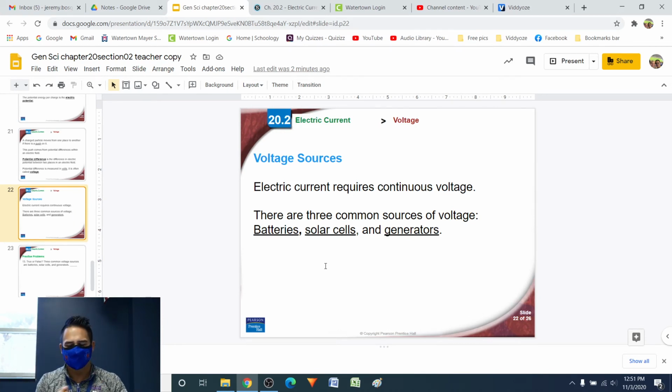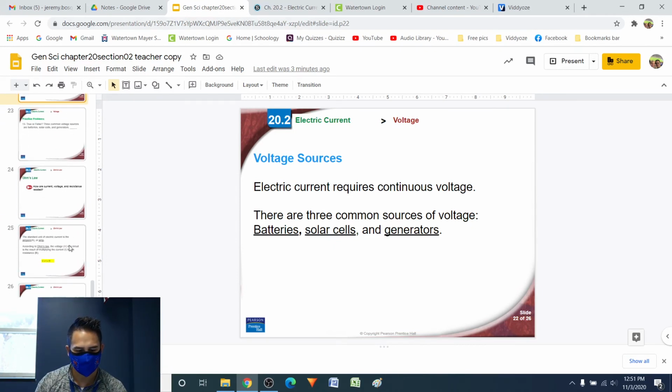So batteries, solar cells, generators, all of these things will produce high energy, and then you connect that thing to something that's low energy, and the charge will automatically flow from that high energy to the low energy, and now you have a way to power something. You have a power source or a voltage source.